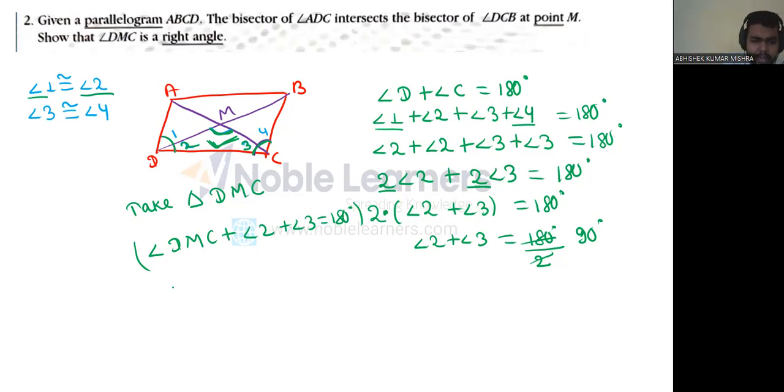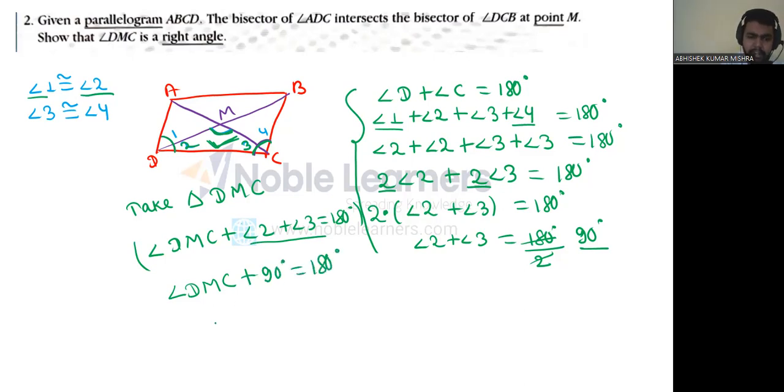After that, I already know I need to find angle DMC. So I'll write it as it is. I already know that angle 2 plus angle 3 is 90 degrees. I came to know this by this equation, isn't it? So instead of angle 2 plus angle 3, I'm just going to substitute plus 90 degrees is equal to 180 degrees. Now, if I need to find DMC, I'm going to solve this equation. This 90 will go to that side. This will be subtracted. So 180 minus 90 degrees will make 90 degrees.